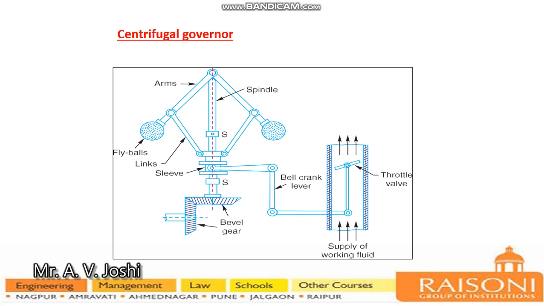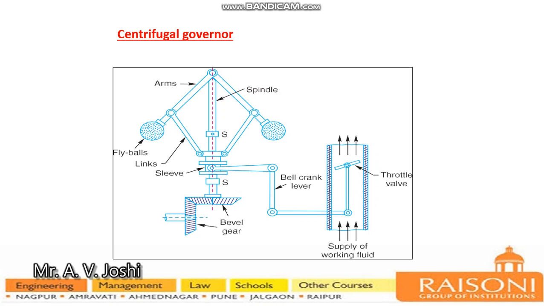Some changes are there. Look at this bell crank lever. The function of the bell crank lever is to lift the throttle valve with the help of the governor. The throttle valve is attached in a fluid assembly, and in this the supply of fluid moves in the upward direction. This is the particular diagram of the centrifugal governor.